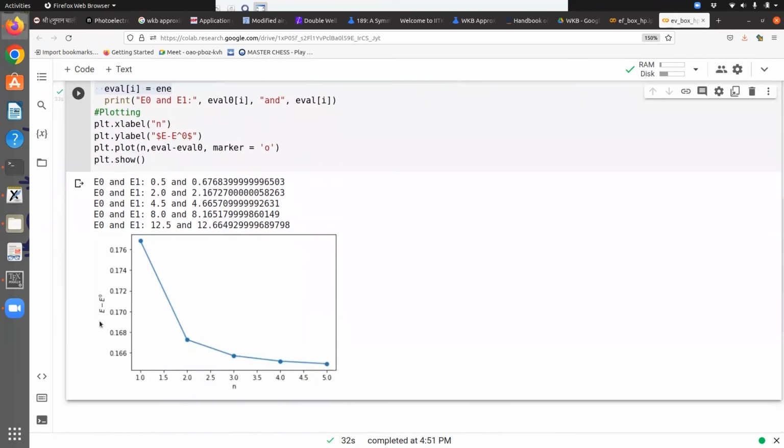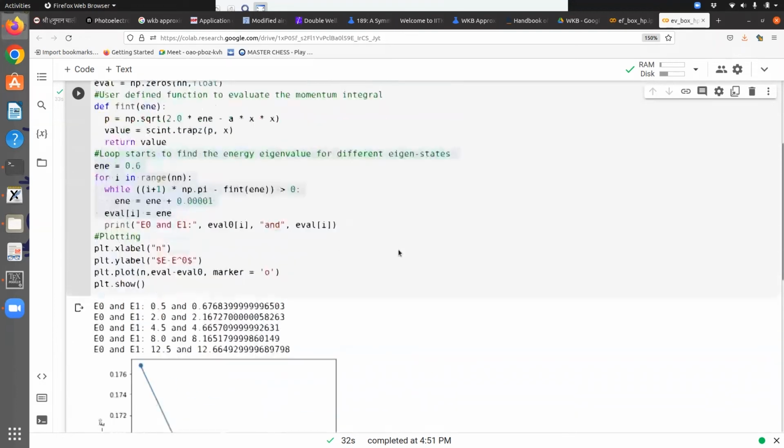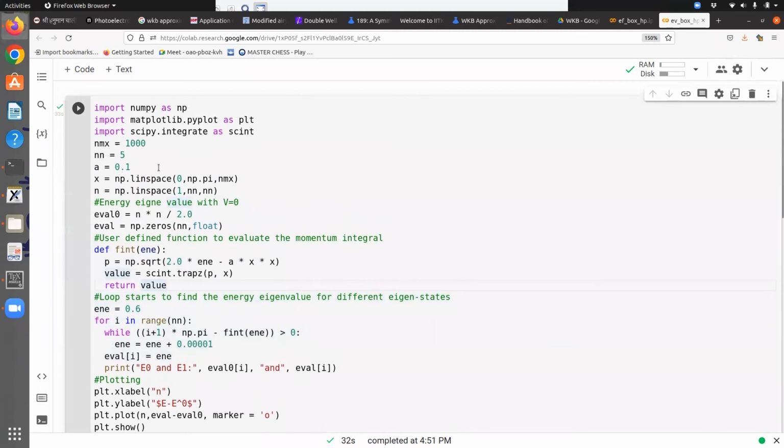And finally, we plot the energy difference where E is the energy eigenvalue for the box with harmonic potential, and E naught is the energy eigenvalue for the box with potential equal to 0 inside the box. And we see that the difference between the two decreases with increasing value of n. So we try for another value of A. Let's take A equal to 0.15 and the guess value of energy to be equal to 0.75.